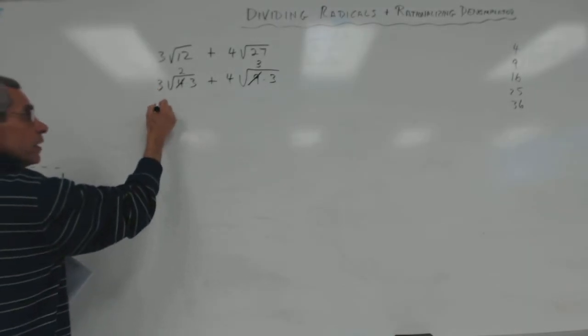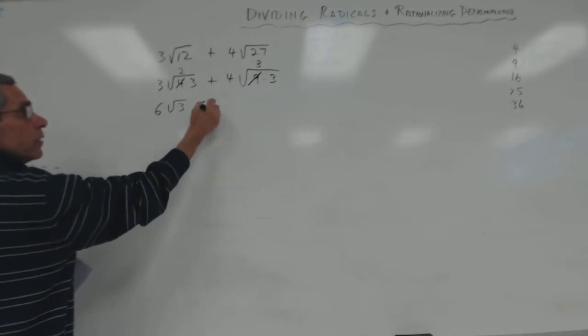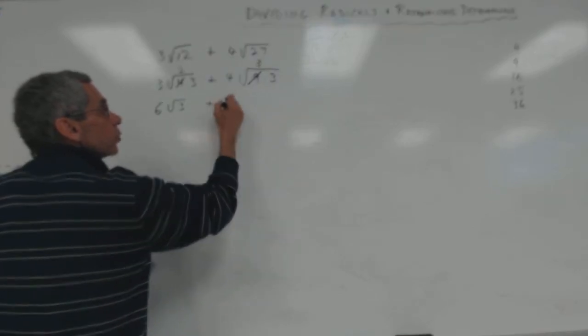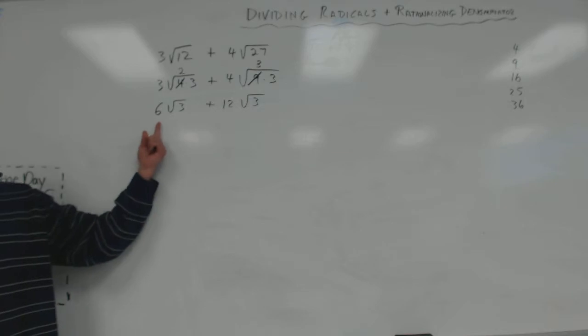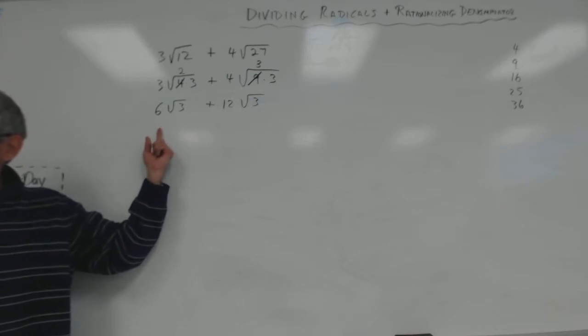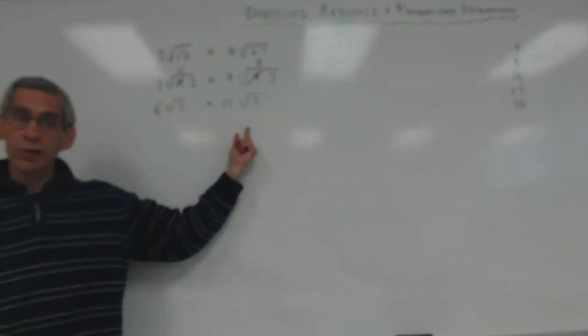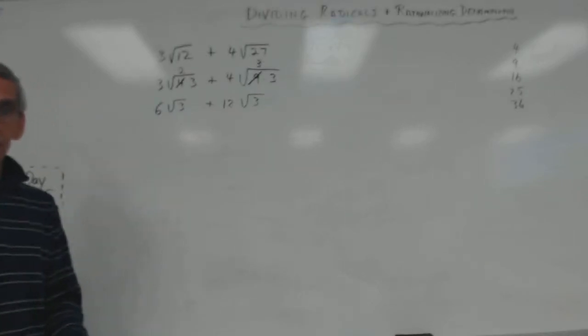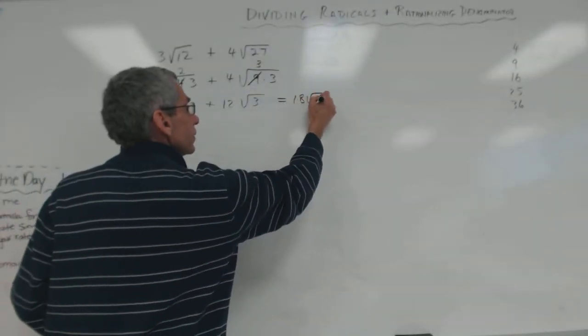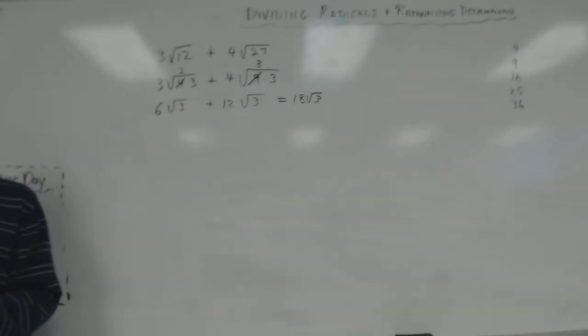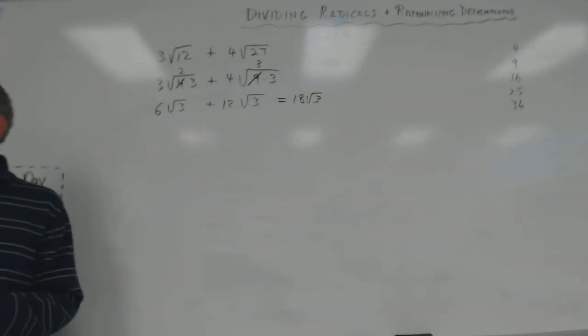So suddenly I have 6 square root of 3 plus 12 square root of 3. So that means I have 6 square root of 3's. Somebody gave me 12 more square root of 3's. How many square root of 3's do I have? 18 square root of 3. I have 18 square root of 3's. Remember this? Right? It's not that hard, right?